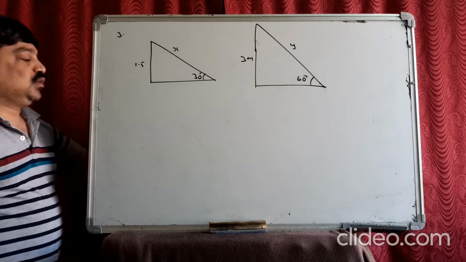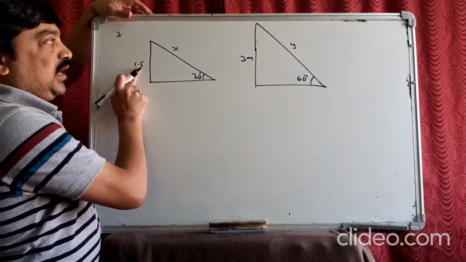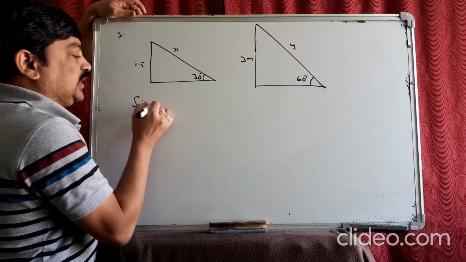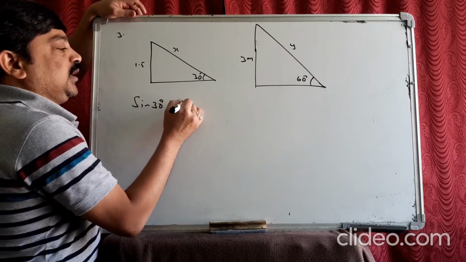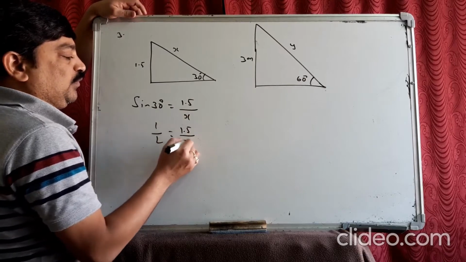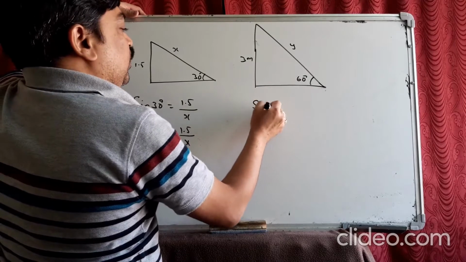So to apply this, what do we do? We have the opposite side and we have the hypotenuse. We need to find out the hypotenuse. So we have to go with sine theta or cosecant in both the cases. Sine 30 is 1.5 by x. This is 1 by 2. 1.5 by x. Cross multiply. x is 3 here.